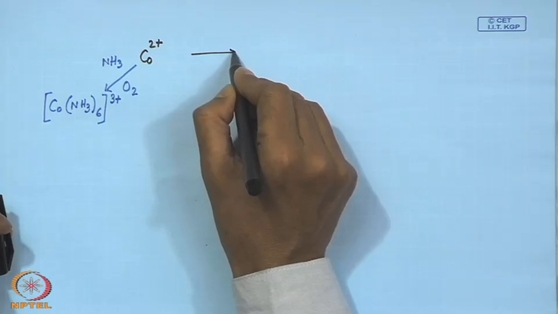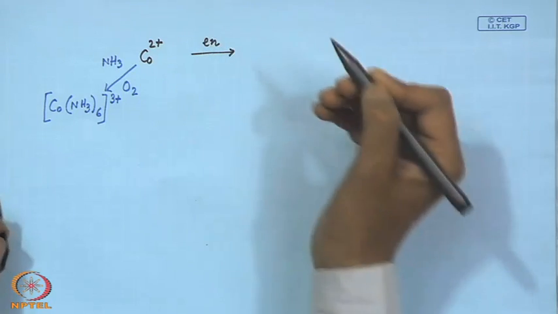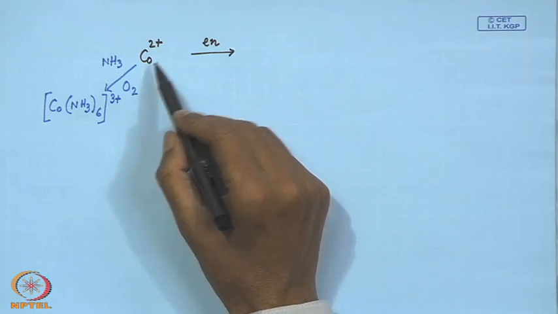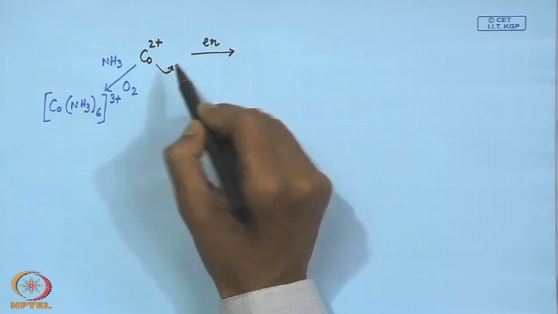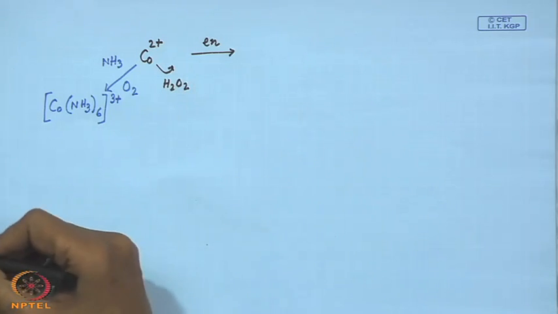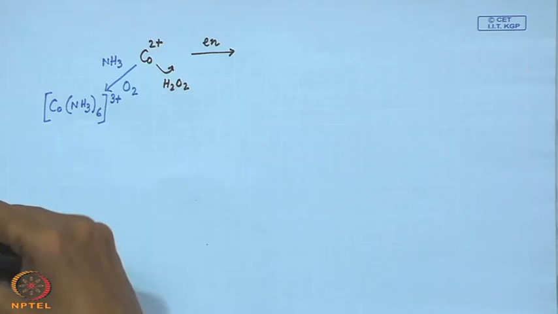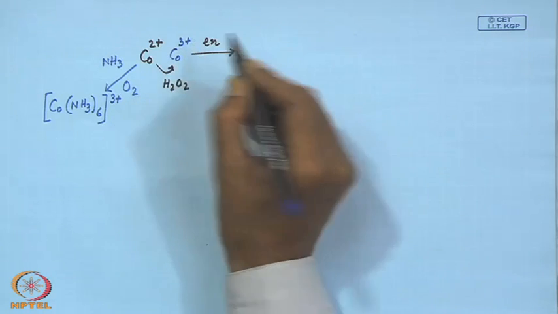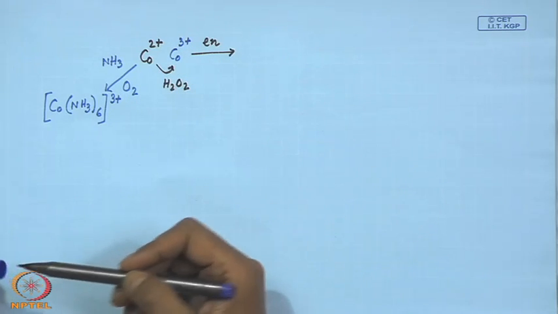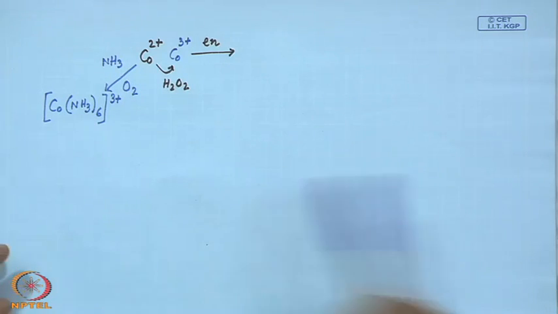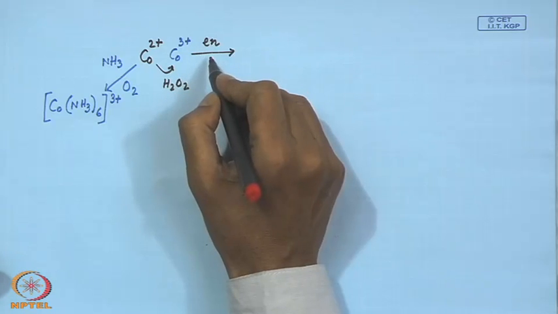Similarly, when we react ethylene diamine with cobalt 2, which is oxidized initially with say O2 or hydrogen peroxide, in solution we get cobalt 3 plus. We consider it the way we consider the reaction of cobalt 3 with ammonia giving rise to the hexaamine cobalt 3 compound. Here also, how can this cobalt 3 plus react with ethylene diamine?